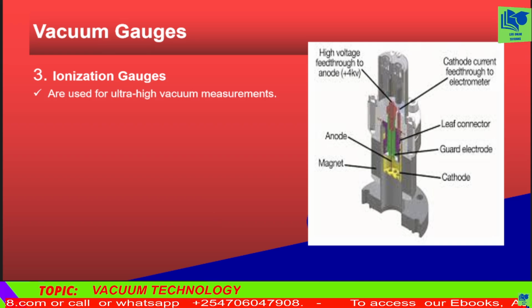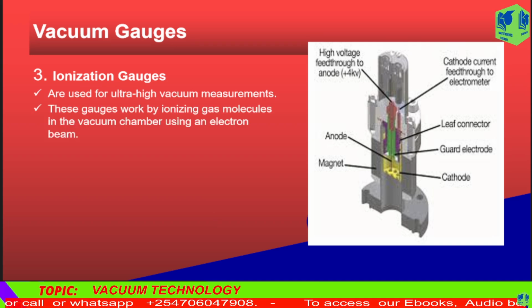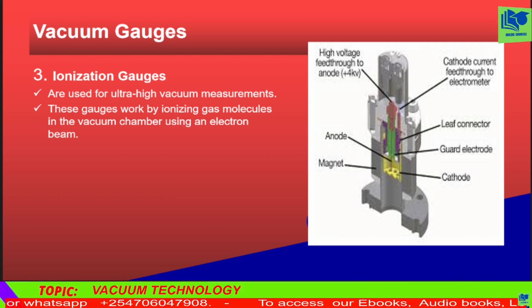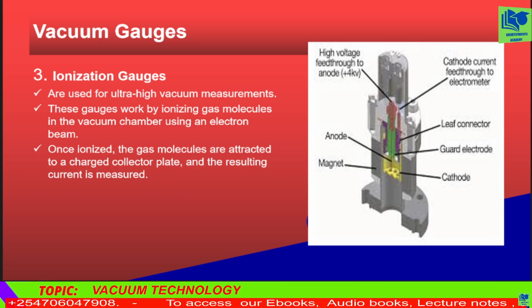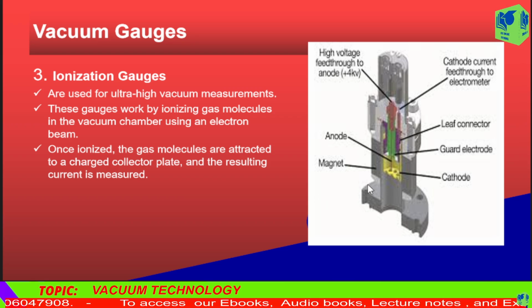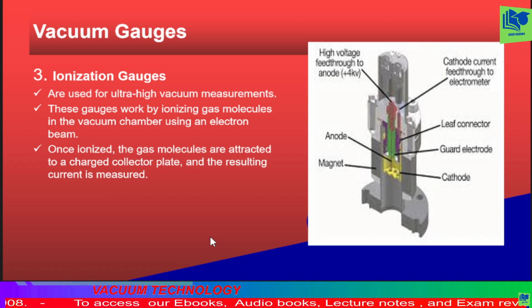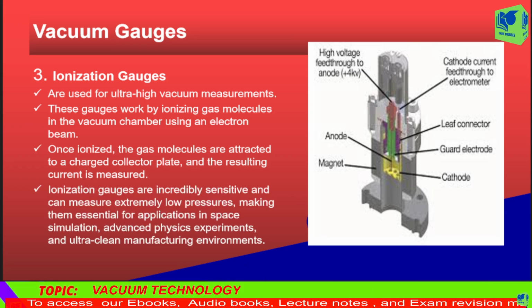These gauges work by ionizing gas molecules in the vacuum chamber using an electron beam. Once ionized, the gas molecules are attracted to a charged collector plate, and the resulting current is measured. The lower the number of gas molecules in the vacuum, the lower the current. Ionization gauges are incredibly sensitive and can measure extremely low pressures, making them essential for applications in space simulation, advanced physics experiments, and ultra-clean manufacturing environments.